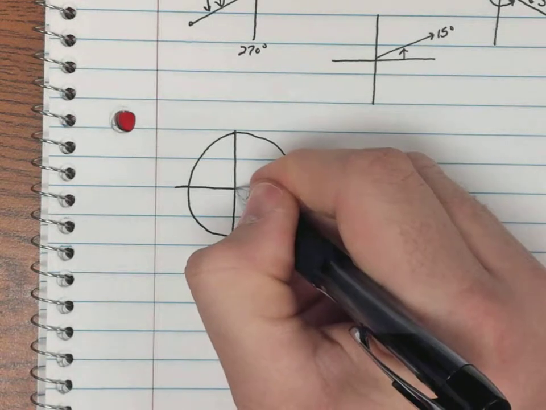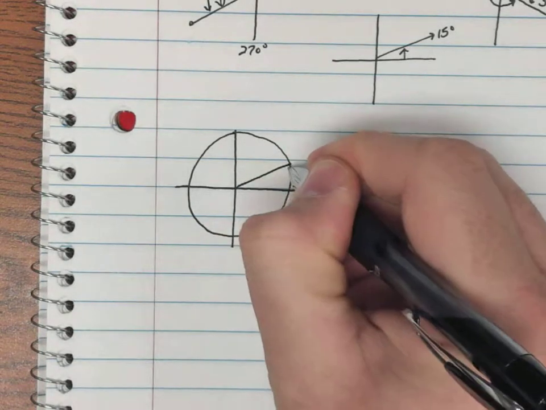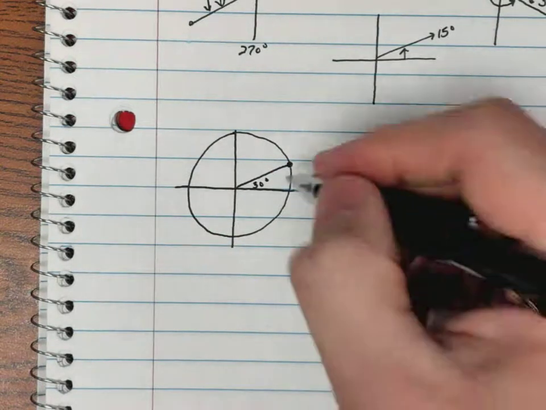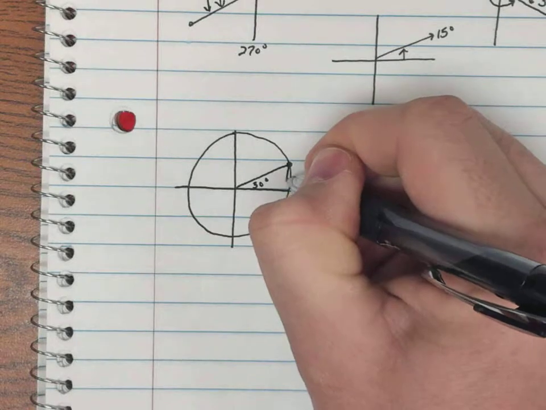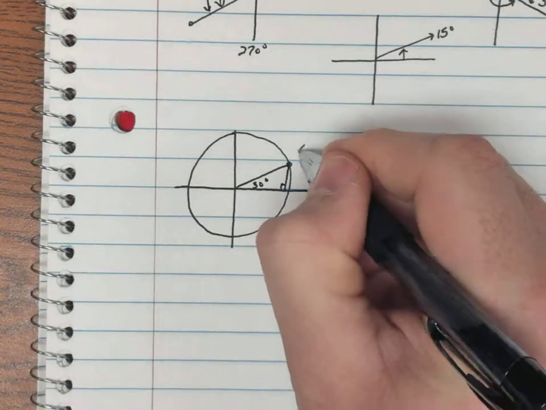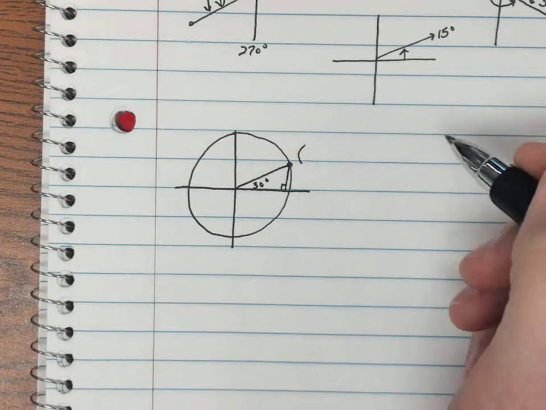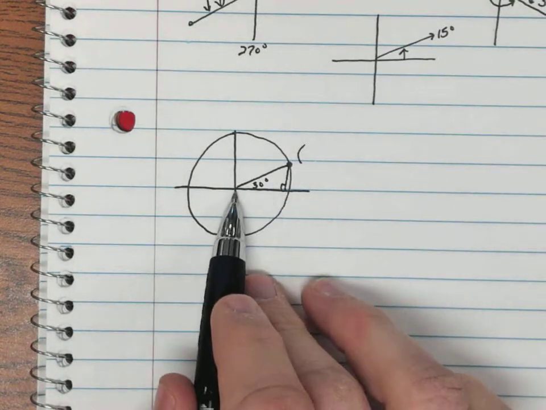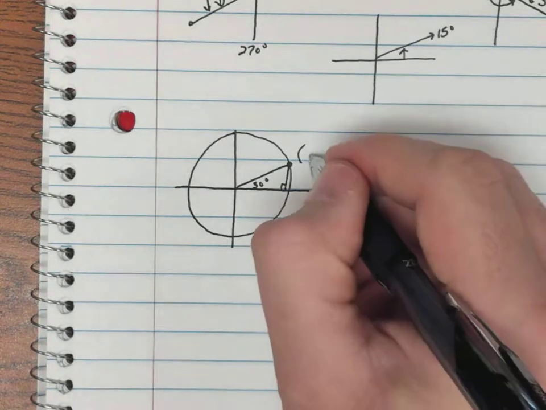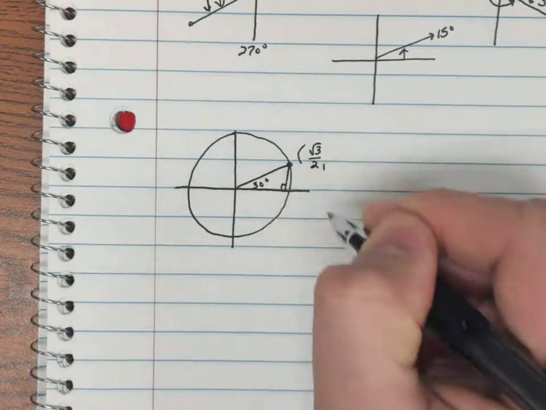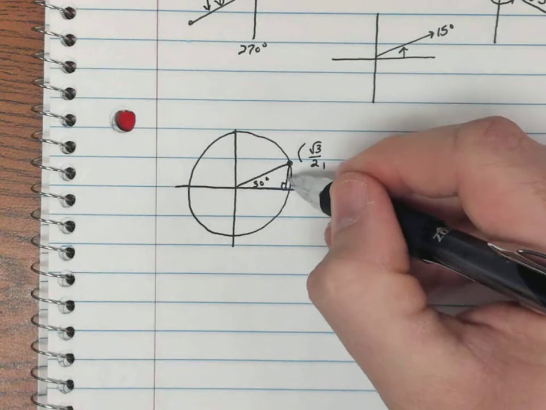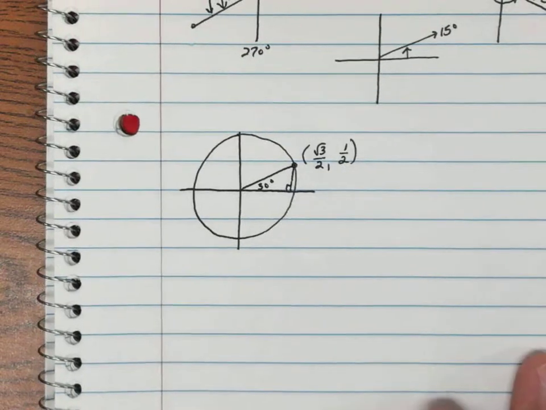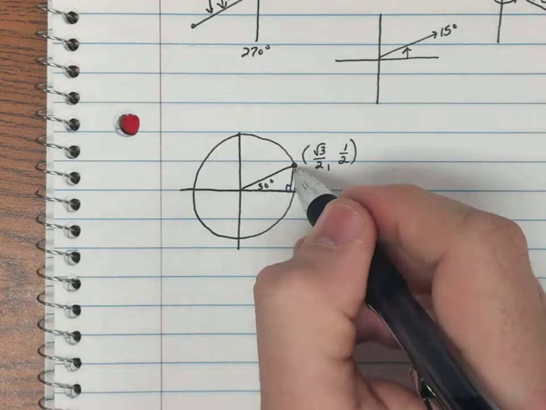If you have a 30 degree angle, I told you that this point on your unit circle represents the cosine and the sine of 30. The cosine of 30 would be the x value, the distance from here to here, which we found out a while ago and we knew already was root 3 over 2. The sine of 30, which is the distance from here to here, is a half. So this point represents cosine 30, sine of 30.